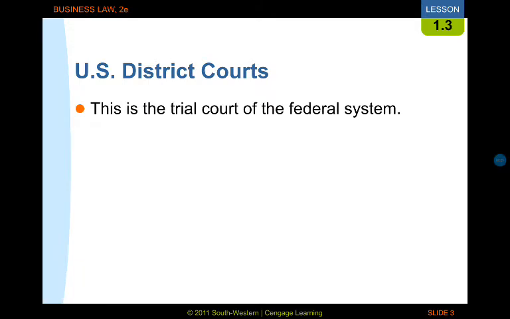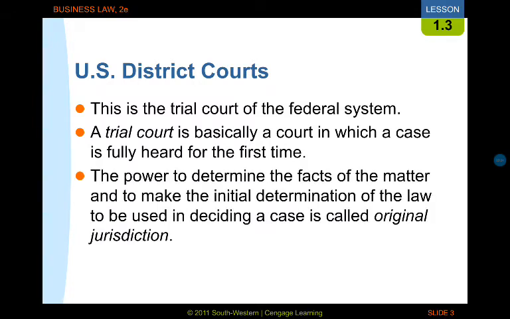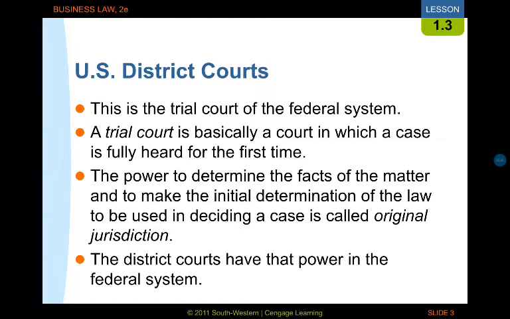U.S. District Courts. This is a trial court of the federal system. A trial court is basically a court in which a case is fully heard for the first time. The power to determine the facts of the matter and make the initial determination of the law to be used in deciding a case is called original jurisdiction. The district courts have that power in the federal system.